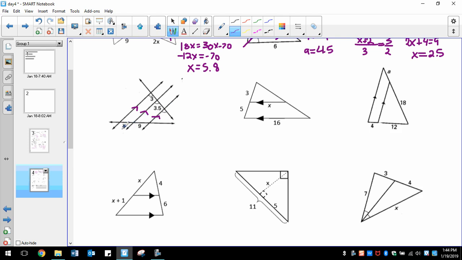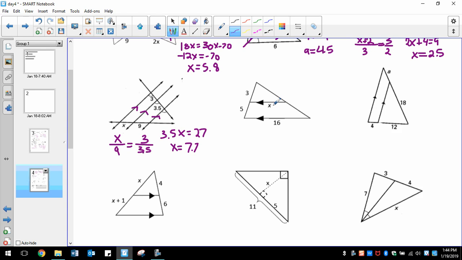So I'm going to use the segments of one transversal and then use the segments of the other transversal. Again, I'm going to start with my variable and go this way. So x over 9. I'm going to do the same direction over here. I'm going to start back at the 3 and then go forward to 3.5. And then cross multiply. 3.5x equals 27, so x is 7.7 rounded.